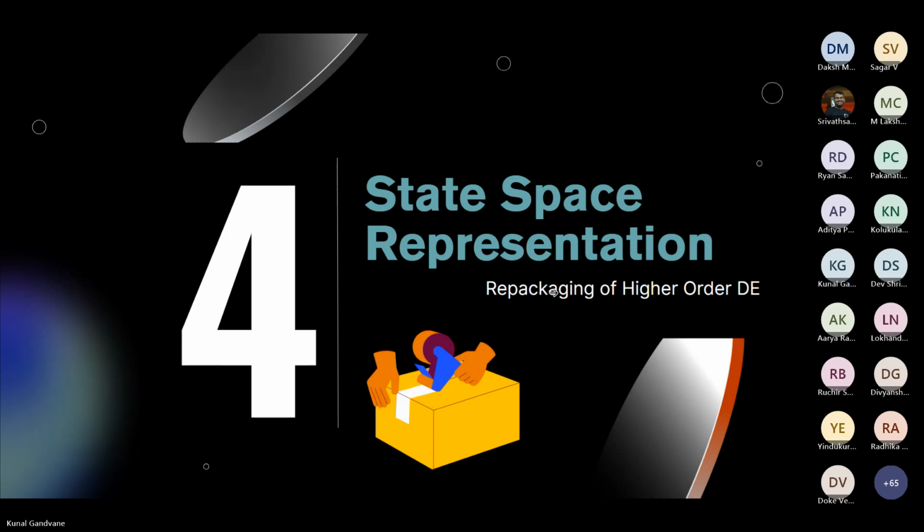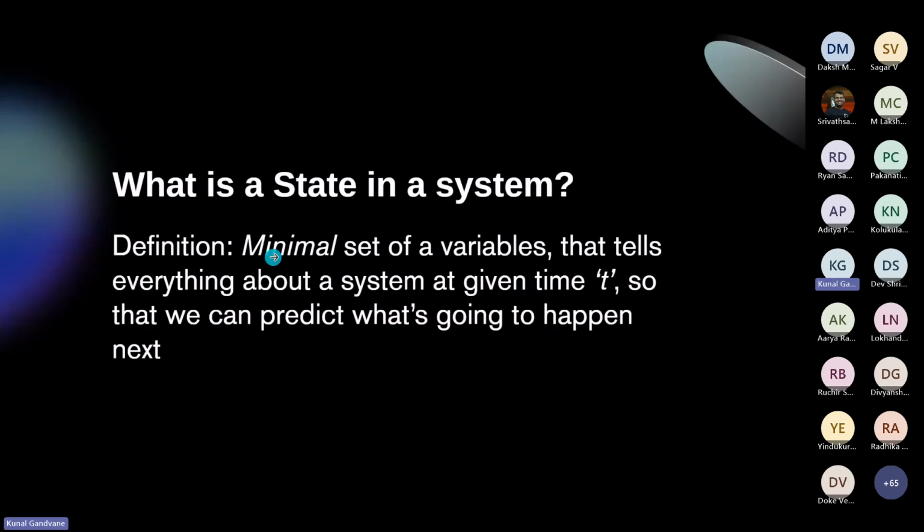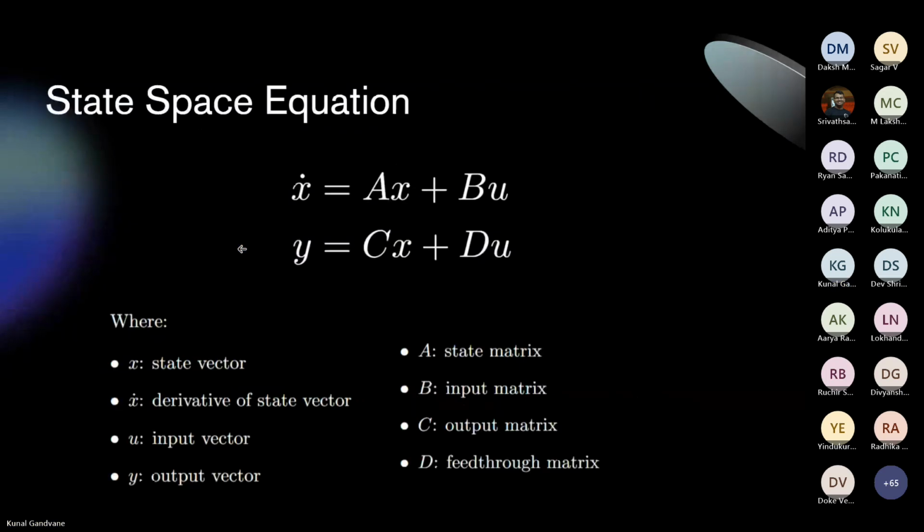Okay, so state. State is the minimal set of variables that tells everything about a system at any given time t, so we can predict what's going to happen next. Did you understand this definition? So for example, okay, I will give you an example.